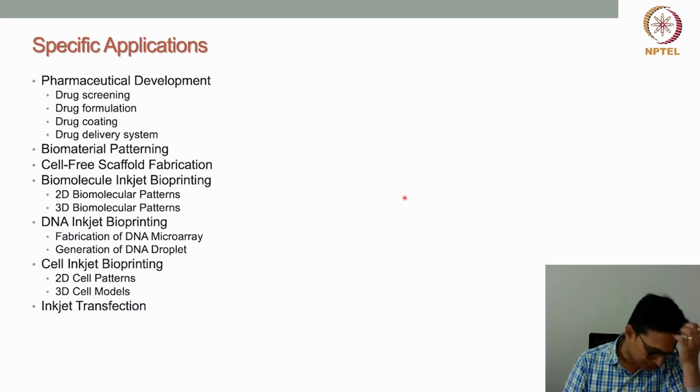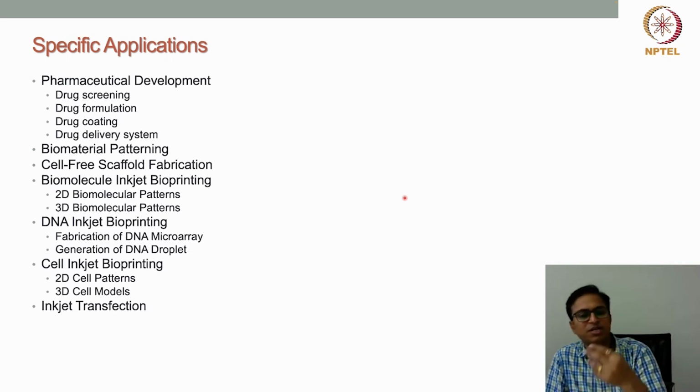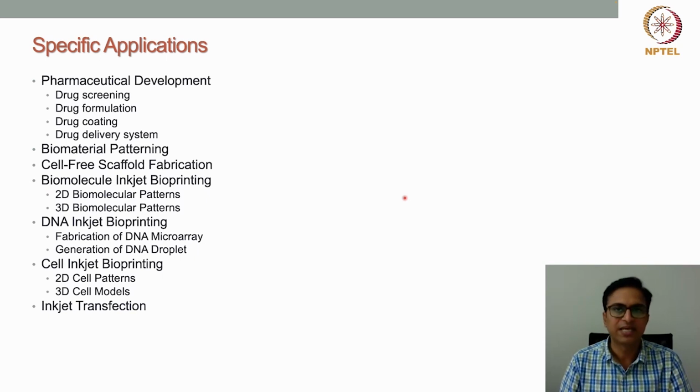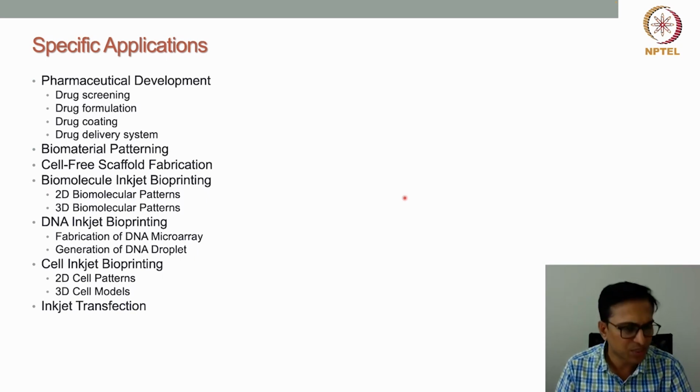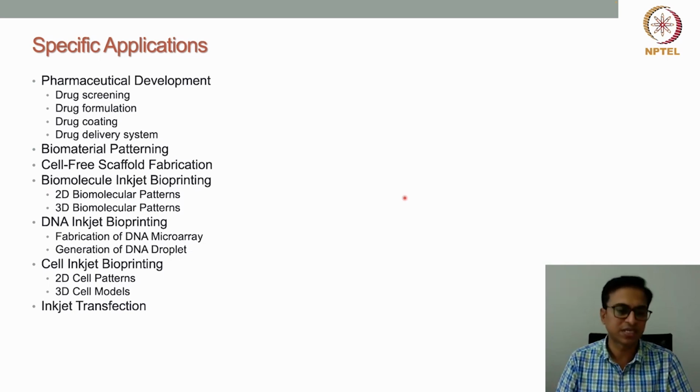The other thing is that we can also create droplets where a single cell is there. We can also create droplets where multiple cells are there, and later on that can be used for creating maybe spheroids or other types of things. So either we can create 2D cell patterns where the cells are patterned in 2D, and then some fundamental studies can be done. Also some applied things can be done on that.